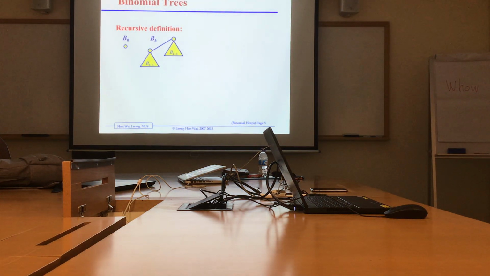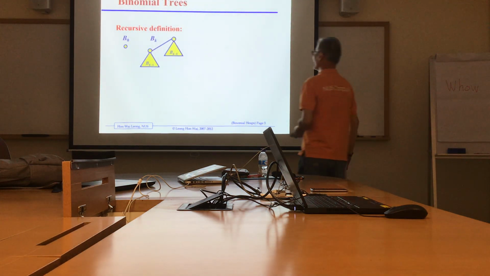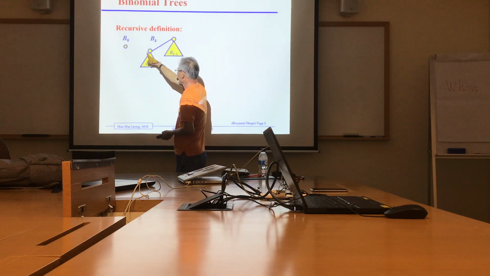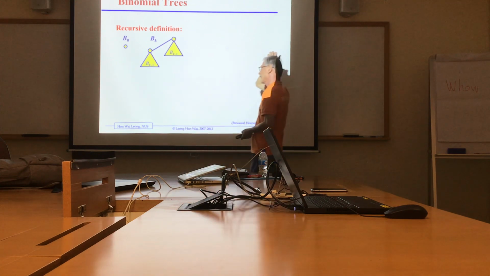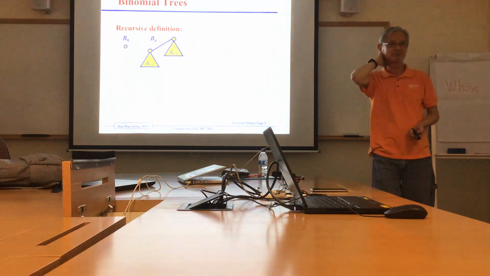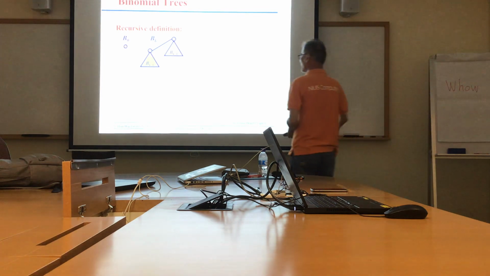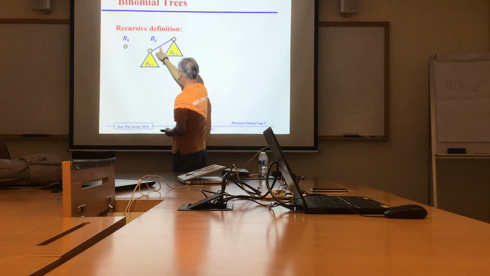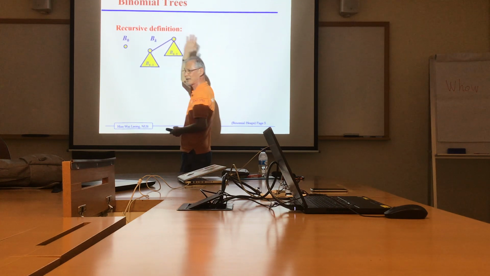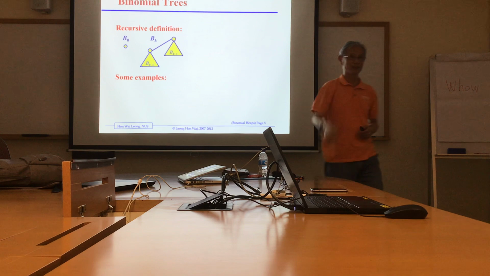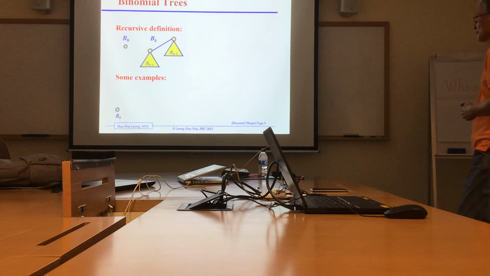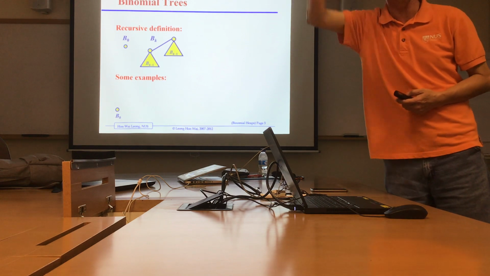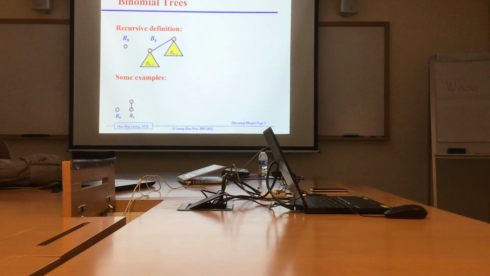It is defined recursively with the binomial tree. B0 is one node. For Bk, we take two copies of Bk minus 1, and because we have a min heap, we compare the roots. The root is of course the minimum, so whichever one is smaller becomes the new root. So here's an example, B0. I'm only going to show you the structure, not the values, because we always assume that the heap property will prevail.